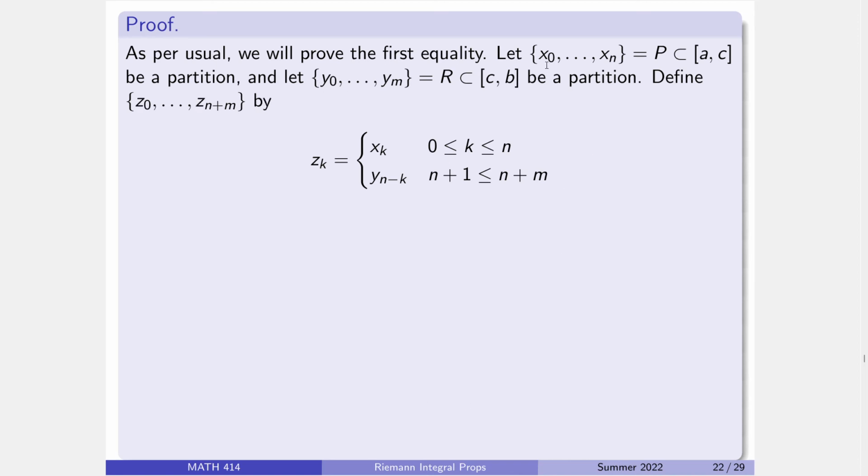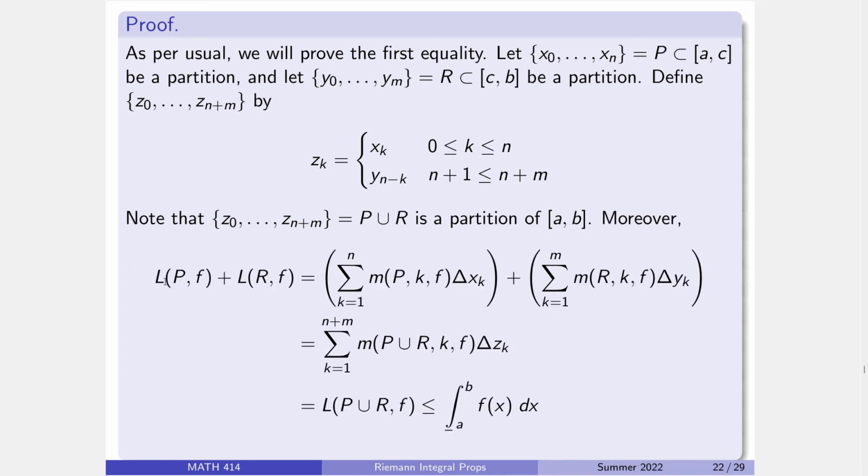Anyway, note x sub n is C and y sub naught is C. So when I stitch these together, I don't need to include y0. Plug in n plus 1 here, I get y1. So if I stitch these two together, I'll get a partition of the interval AB. And note this stitched together is in fact the union. We overlapped a point, so we're good. And note n plus m.